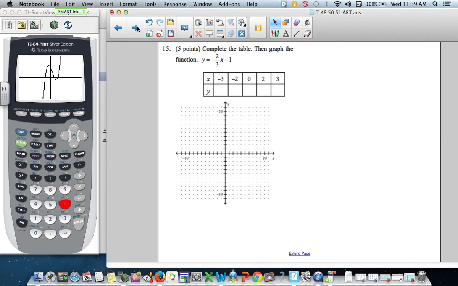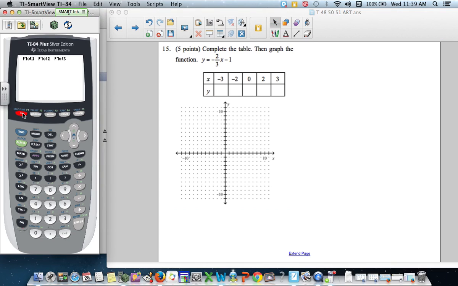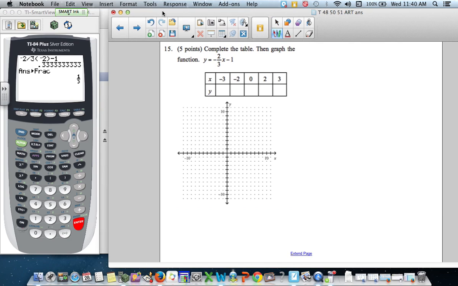All right, the second one should be familiar. This is a linear equation. So I could do any of those same methods. I could put the equation in my y equals. I could get my values from my calculator, like doing -2/3 times -2 minus 1. So I get 0.3 repeating. If I want to leave it as a fraction, I could convert it to a fraction there. So I'd get 1/3 here.